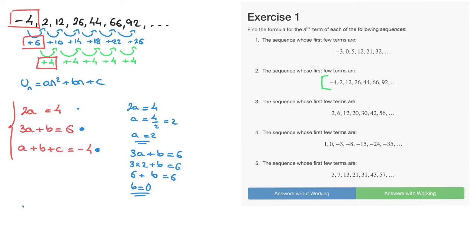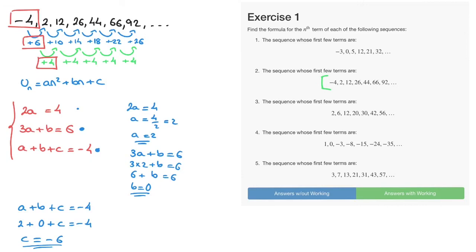We move on to the third equation. We have a + b + c = -4. And we saw that a was 2, plus b, which was 0, plus c equals -4. Therefore, c is equal to -4 - 2. That's c = -6. We now have all three coefficients, a, b, and c.